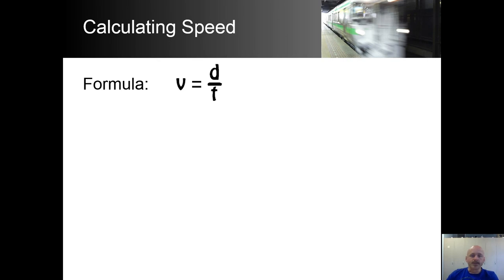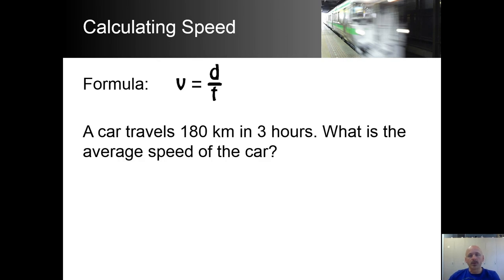Alright, calculating speed. Here we'll go through this example. A car travels 180 kilometers in 3 hours. What is the average speed of the car? When I do physics problems, I like to write down what I know and what I don't know, and then from that I can work out how to solve the problem. So we start off with this. v equals speed, and as you can see, that's what we're looking for. So what is the average speed?